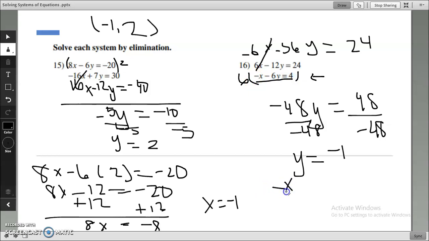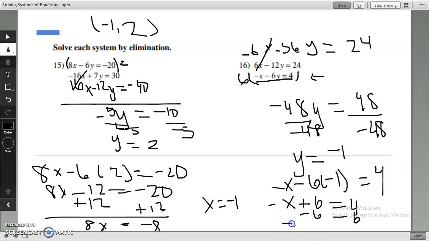So that's negative x minus 6 times negative 1 equals 4. So that's negative x, minus minus is going to be plus 6, equals 4. Subtract 6 from both sides. So I get negative x is equal to negative 2. Divide both sides by negative 1, and I get x is equal to 2. So my solution is 2, negative 1. All right, let's check it on our calculator.